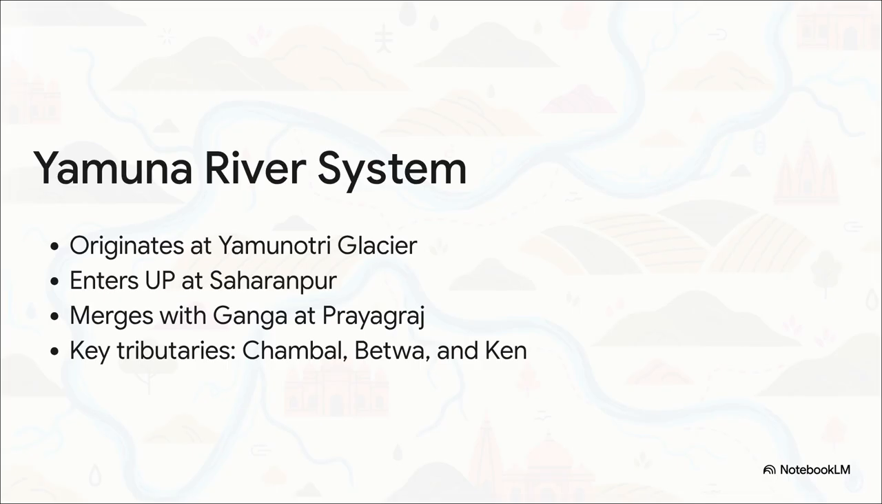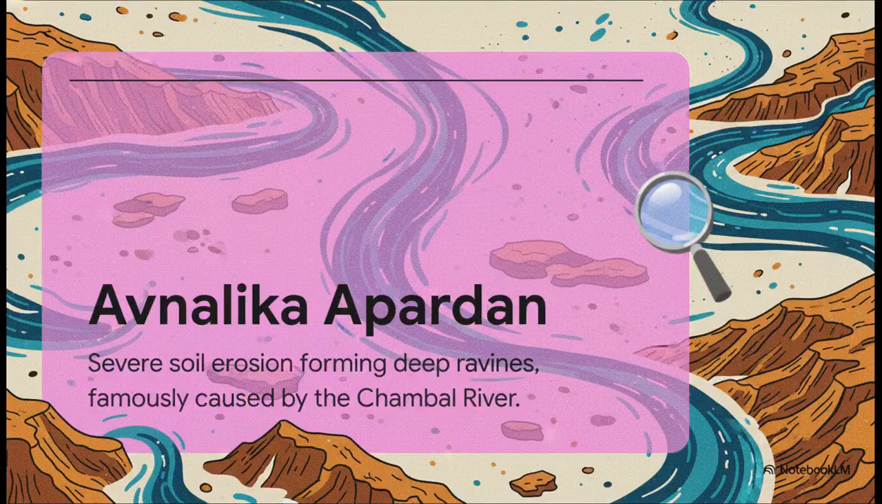Now, along its journey, it captures some vital right bank tributaries that flow up from the southern plateau, namely the Chambal, Betwa, and Ken rivers. Why do these matter? Because these specific tributaries are absolutely critical for running regional irrigation projects in those otherwise dry, drought-prone southern districts.